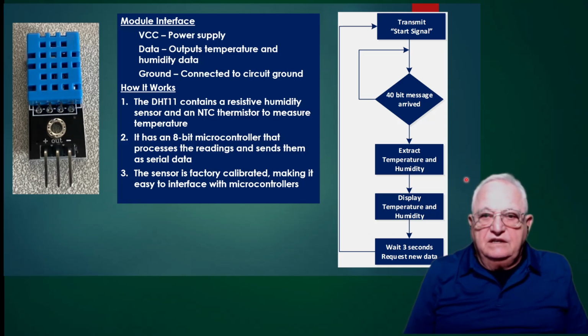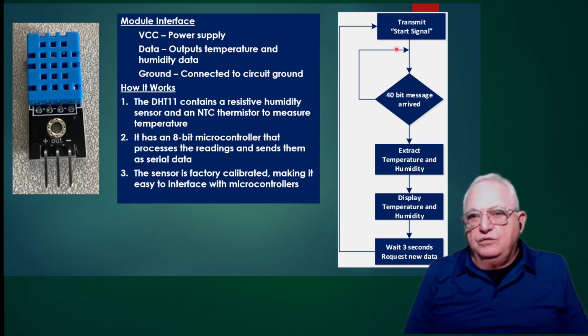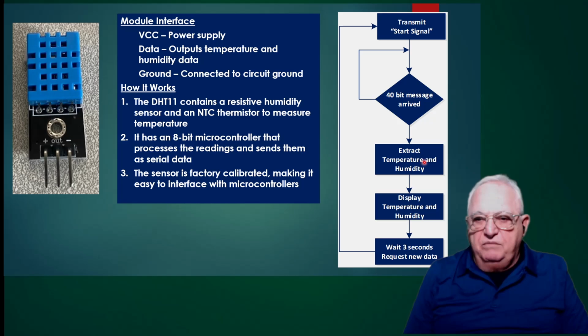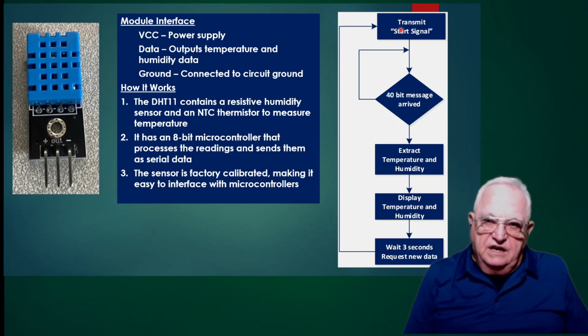So let's look at the flow of the data. We send the start signal. Then after we send the start signal, we're going to get a 40-bit message. Once the 40-bit message has arrived, we will extract the temperature and humidity from the message and then display that information. Next, we wait 3 seconds and we do that over again to get a temperature and humidity update.